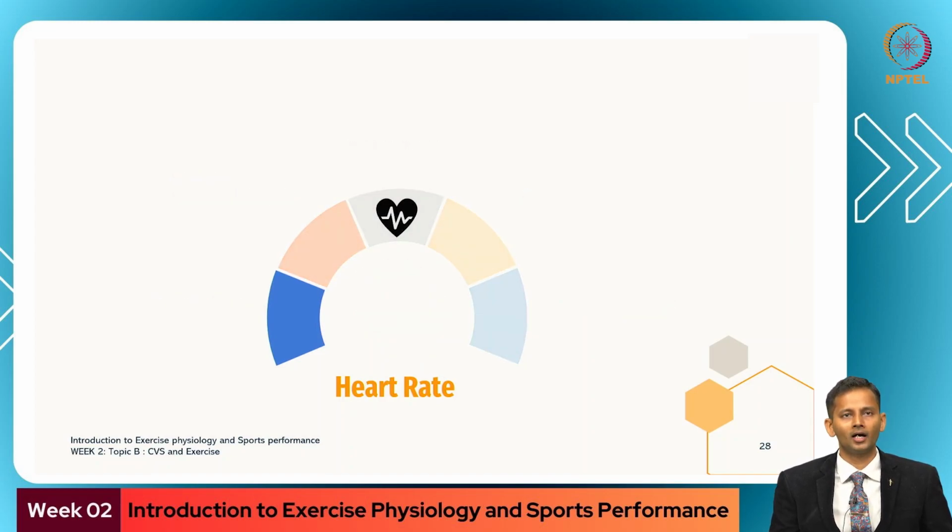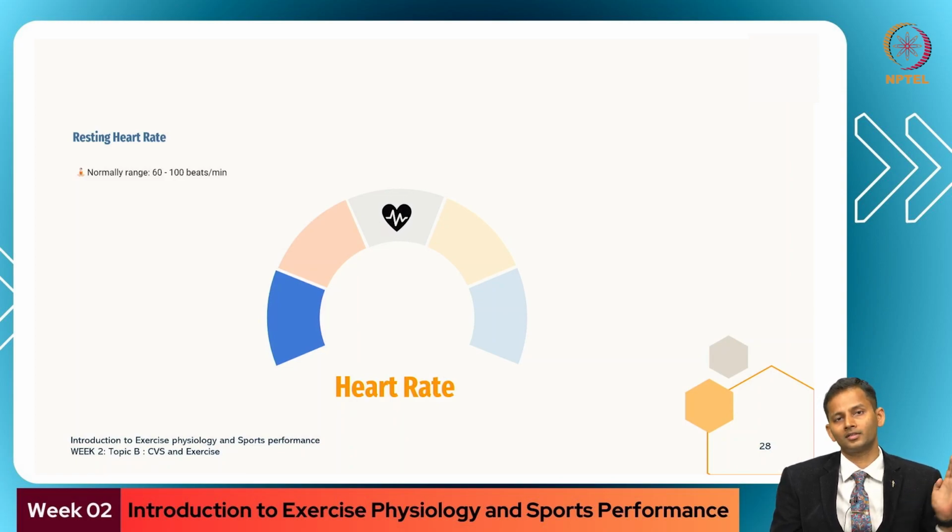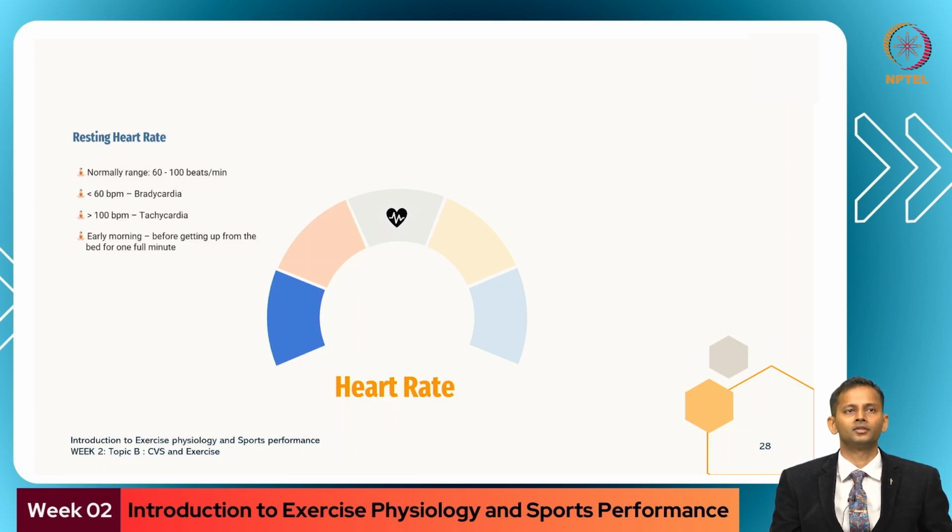So we have the heart rate. We start with the resting heart rate. The resting heart rate is nothing but the heart rate that you measure when you are rested. The name simply gives you the meaning, and it normally ranges between 60 to 100 beats per minute. Whenever the heart rate is less than 60, it's called bradycardia. Whenever the heart rate is beyond 100 beats per minute, it is called tachycardia.